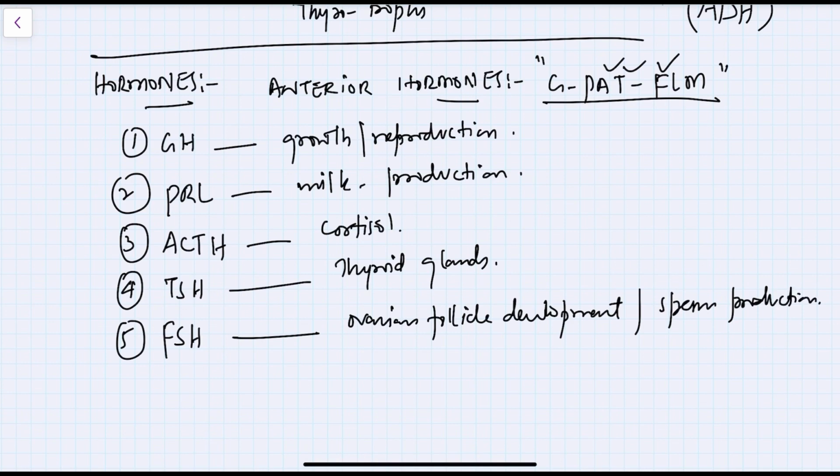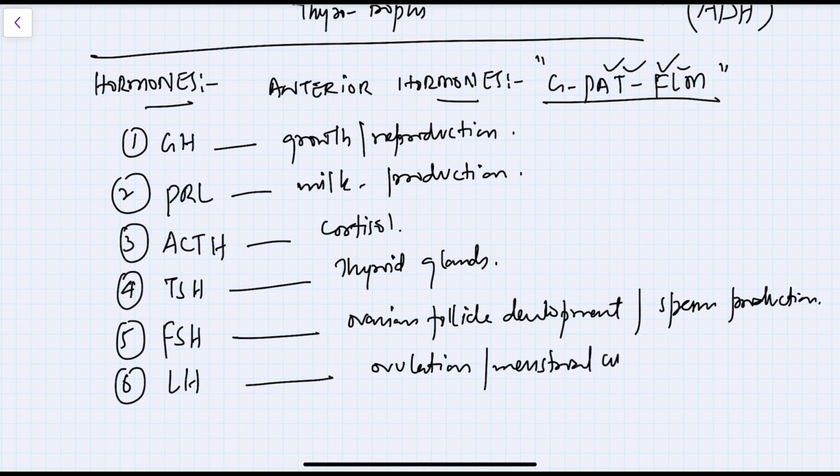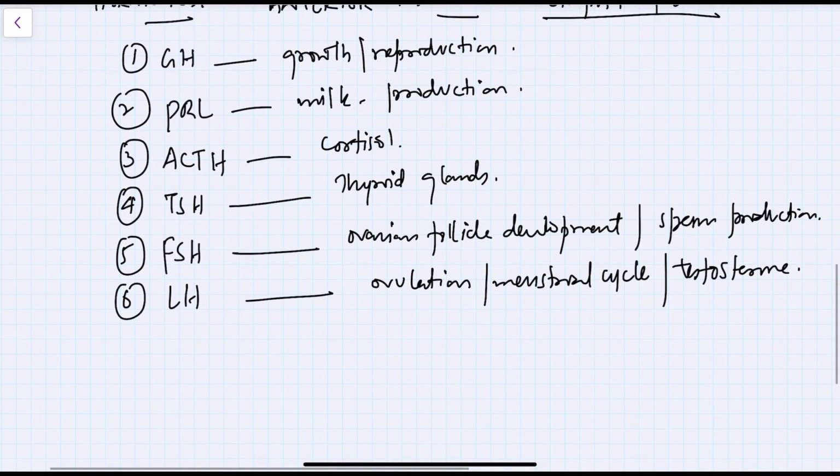Then we have one more hormone which starts with L, the luteinizing hormone. That's the sixth hormone, LH. In females, it triggers ovulation, and it also regulates the menstrual cycle. And in males, it stimulates the production of testosterone. Testosterone production is controlled by luteinizing hormone in males.